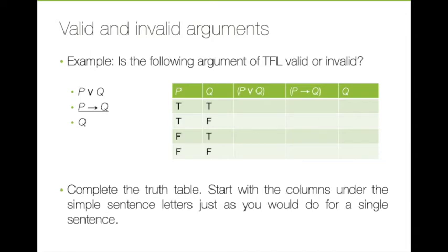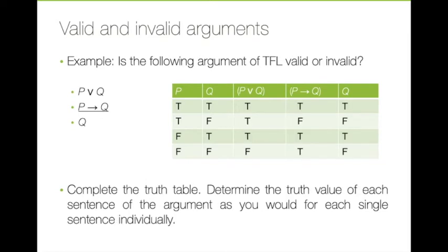As usual, we'll start with the columns under our simple sentence letters, just as you would do for a single sentence or a set of sentences that wasn't an argument. So we've got true, true, false, false under P, and true, false under Q. Each of these sentences in the argument contains at most one connective, so determining their truth values is relatively straightforward. So we determine the truth value of each sentence of the argument as you would do for each single sentence individually.